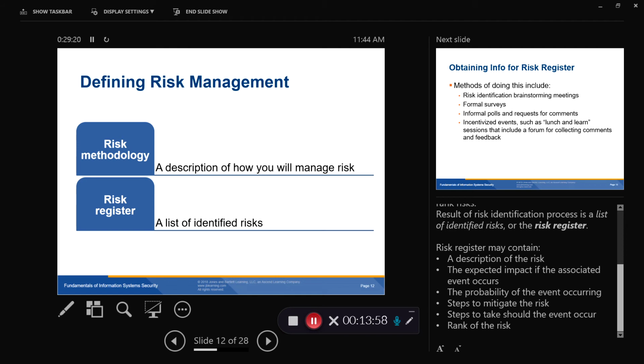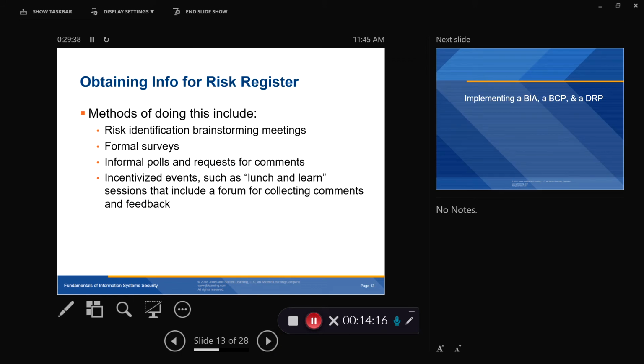going forward. And again, I'll say it again, the risk register may contain a description of the risk, the expected impact if the associated event occurs, the probability of the event occurring, steps to mitigate it, steps to take should the event occur, and the rank. Now, in obtaining information for the risk register, the methods of doing this include risk identification brainstorming meetings, formal surveys amongst people in your company, informal polls and requests for comments, and incentivized events such as lunch and learn sessions that include a forum for collecting comments and feedback.